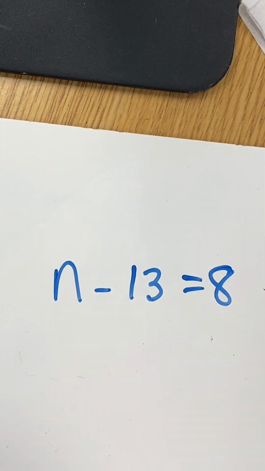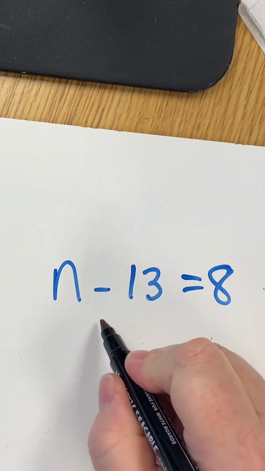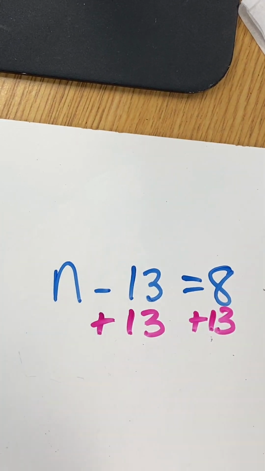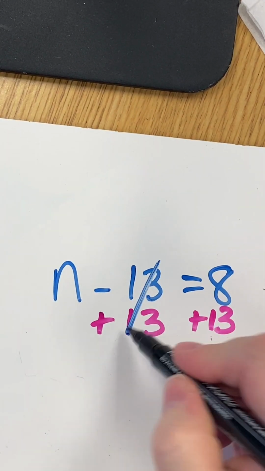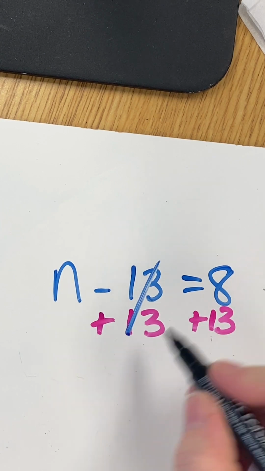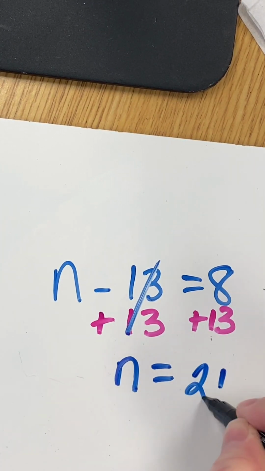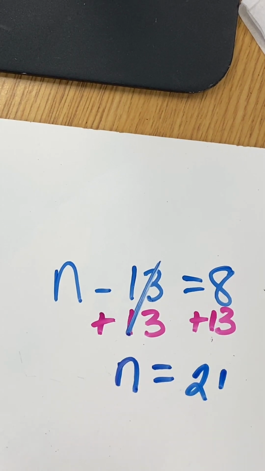Okay, here's another one. We want to get rid of that minus 13. So we're going to do the inverse, which is to add 13. Add 13. These cancel each other out. So all I'm left with is n. And if I add that, I'm going to get 21.